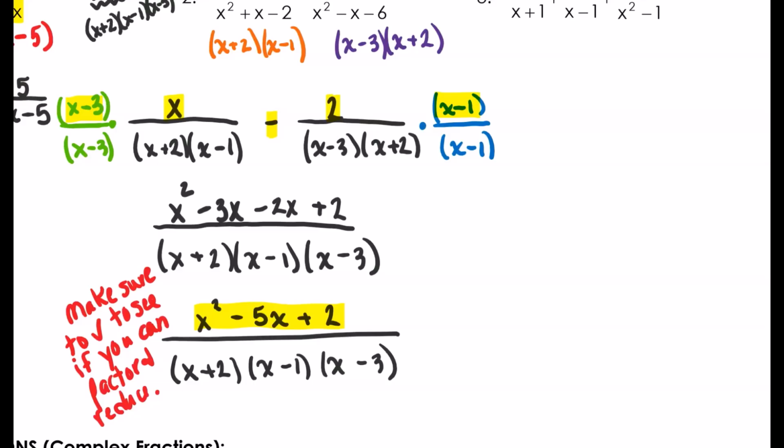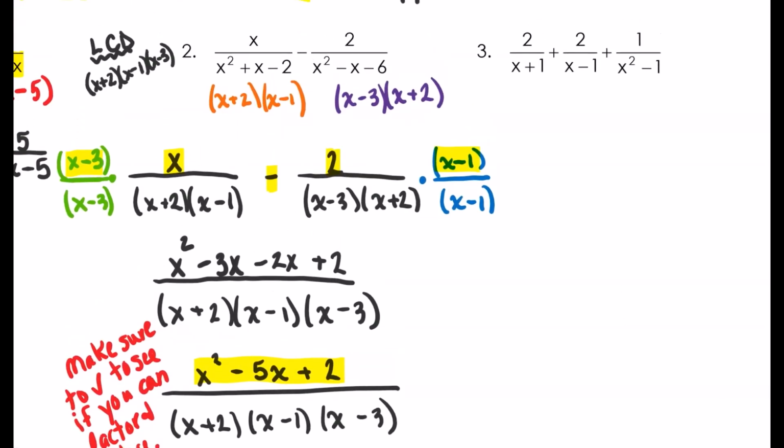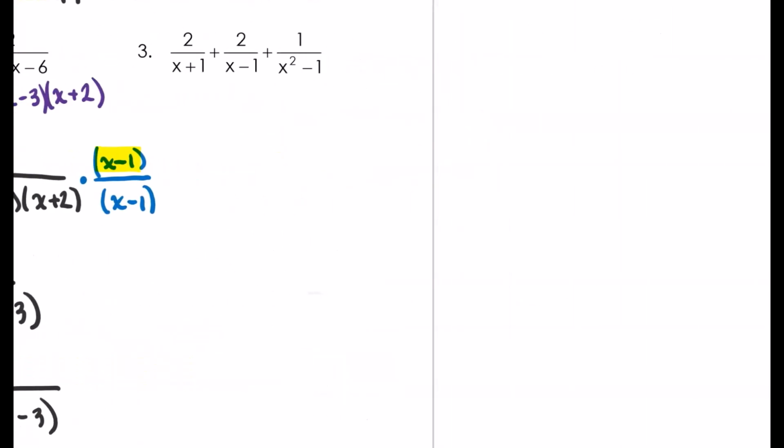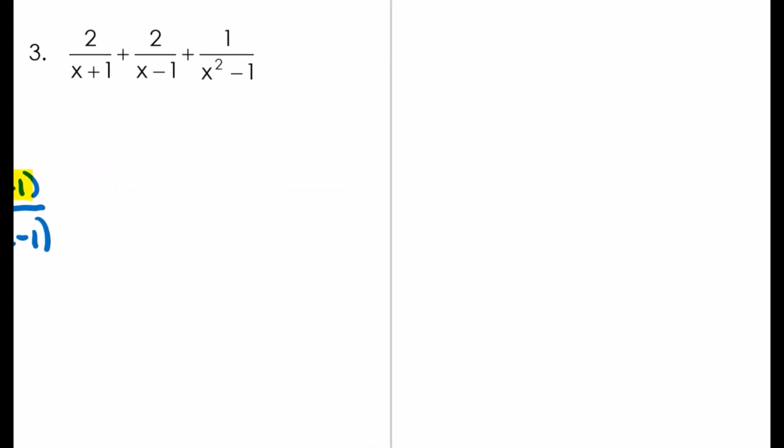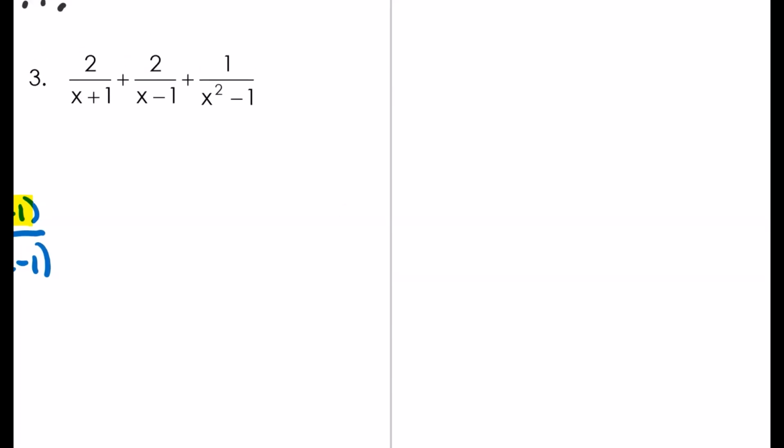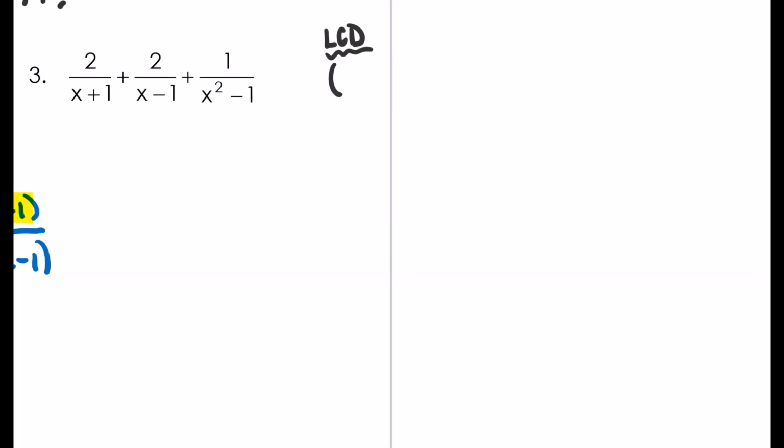All right. Looking at number 3. So on number 3, I've got 2 over x plus 1, and then I've got 2 over x minus 1, and then plus 1 over x squared minus 1. Well, when you look at that, notice that the last denominator is one of our patterns, and x squared minus 1 is the same thing as x minus 1, x plus 1. And so in this case, that is going to be the least common denominator.